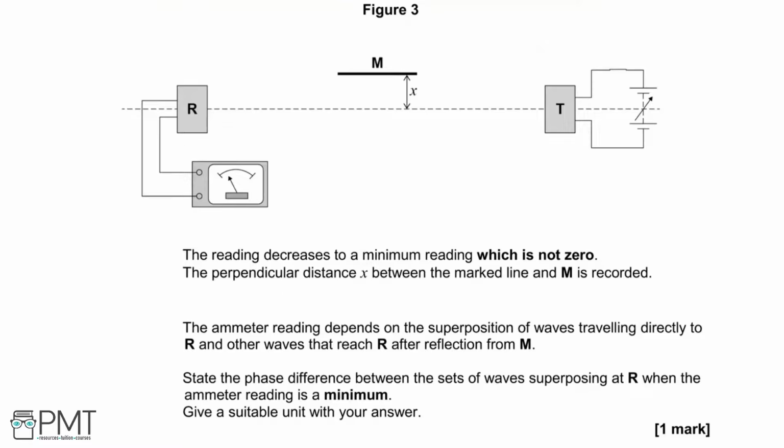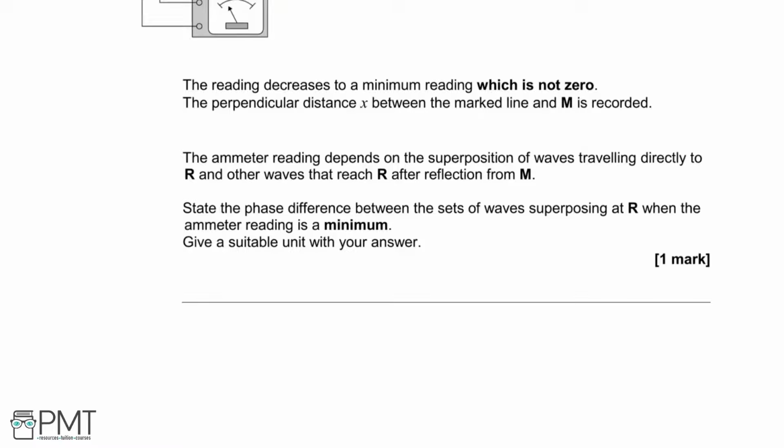The ammeter reading depends on the superposition of waves travelling directly to R and other waves that reach R after reflection from M. State the phase difference between the sets of waves superposing at R when the ammeter reading is a minimum. Give a suitable unit with your answer.